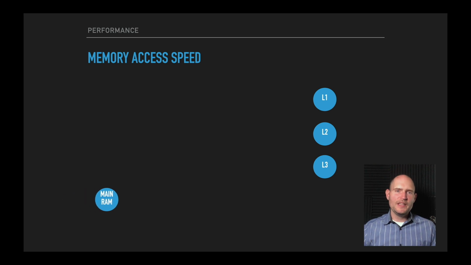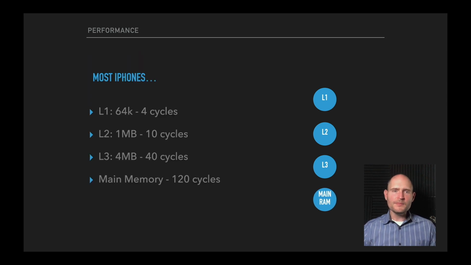The relative speed on most iPhones is such that L1 cache, which only has 64 kilobytes of memory, that's kilobytes with a K, only takes 4 cycles to access. L2 cache, which has 1 megabyte, takes 10 cycles. L3 can take 40 cycles, and main memory takes 120 cycles to access data. So that's a 30x difference in performance.